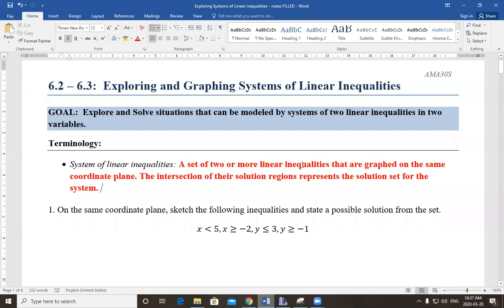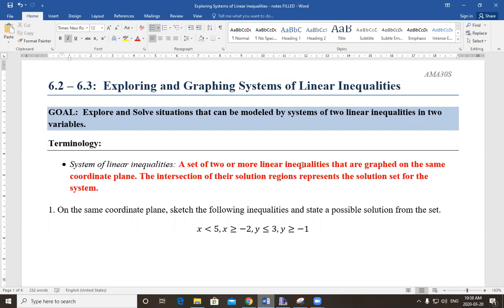All right, this lesson is going to be about exploring and graphing systems of linear inequalities. This is section 6.2 and 6.3 in your textbook. So our goal in this lesson is to explore and solve situations that can be modeled by systems of two linear inequalities in two variables.